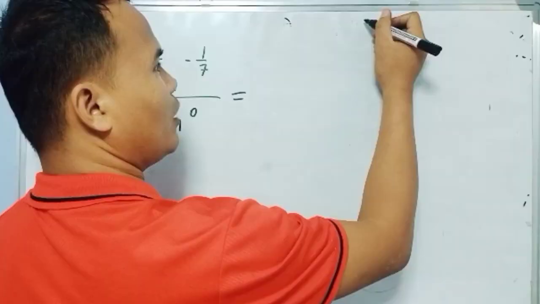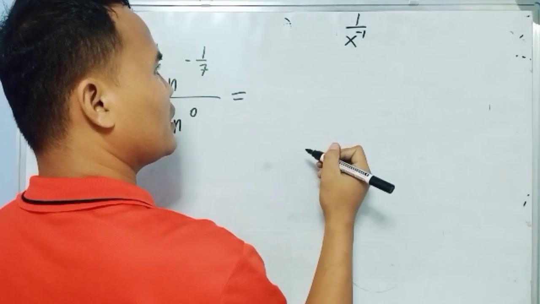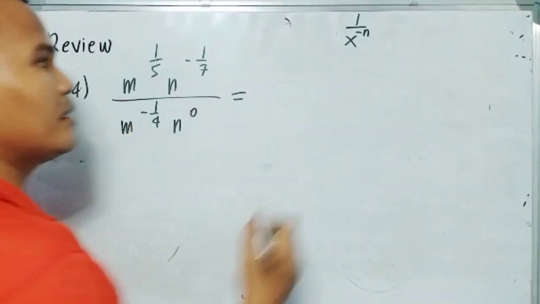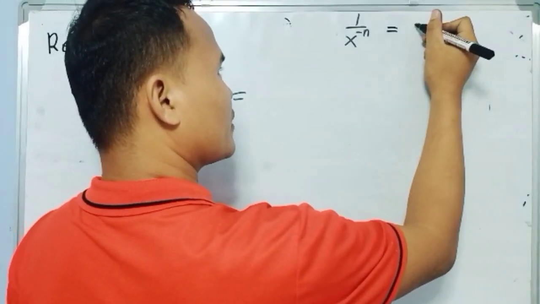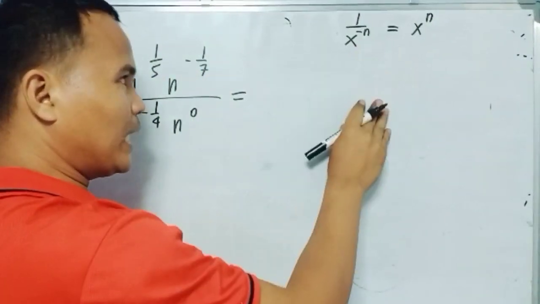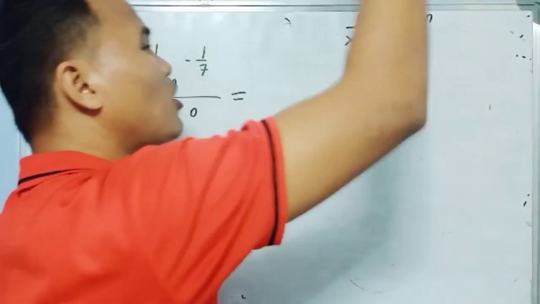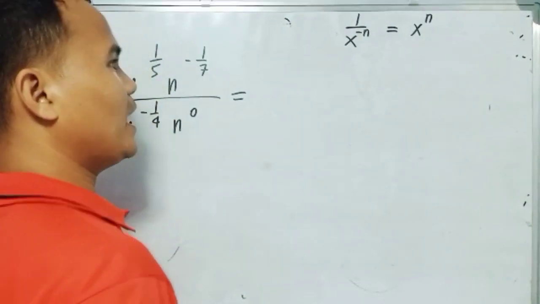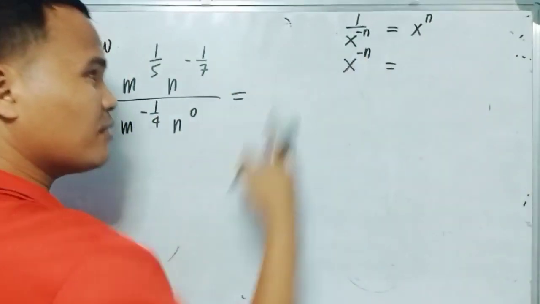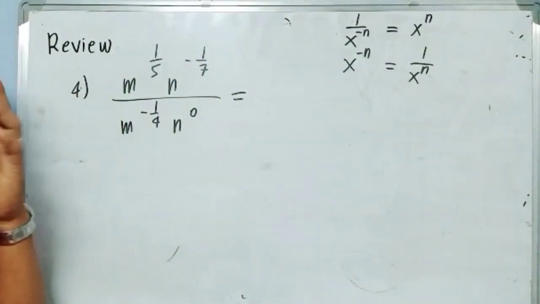For example number 4, one of the laws of exponents is: if we have 1 over x to the power of negative n, where n is any real number, we have x raised to the power of n. I mean to say, if your denominator has a negative exponent, you move it to the numerator side so that the exponent becomes positive. Similarly, if we have x raised to the power of negative n, since the exponent is negative, you put it in the denominator so that the exponent becomes positive.